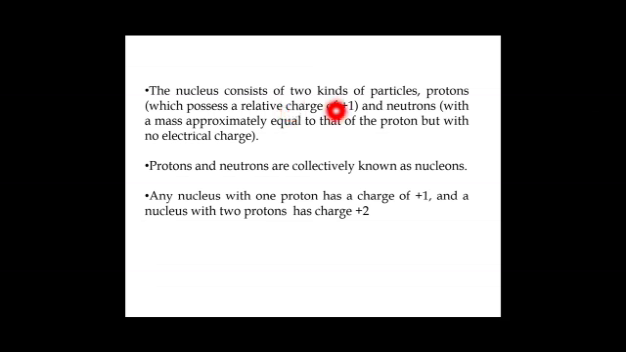The nucleus consists of two kinds of particles, protons and neutrons. You know protons carry positive charge, neutrons are neutral. So the charge of the nucleus depends on the number of protons present in the nucleus, but the mass of the nucleus depends on protons as well as the neutrons. Protons and neutrons are collectively known as nucleons. Any nucleus with one proton has a charge of +1 and a nucleus with two protons has a charge of +2, because protons are positively charged particles and the charge of the nucleus depends on the charge of the protons.